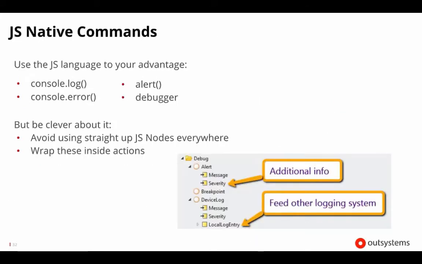Another piece of advice is do use the JavaScript language commands to log information, to set breakpoints. There's nothing wrong with that, but I would advise you to do it in a clever way. So instead of just using straight up JavaScript nodes everywhere, also wrap these inside client actions. You can use these not only for reusability, but also to log additional info like severity here, or even feed a separate logging system.